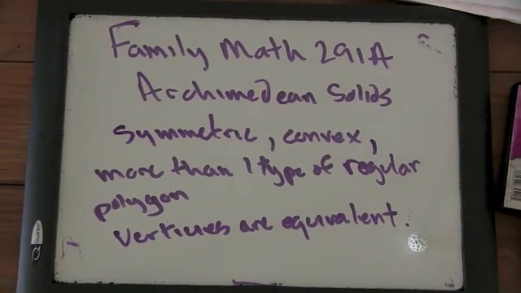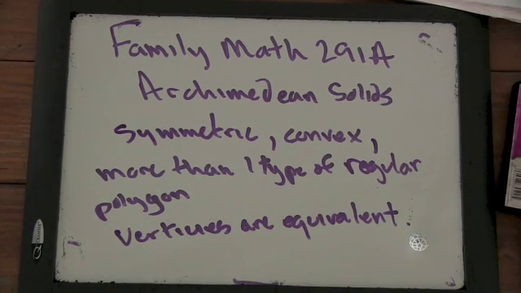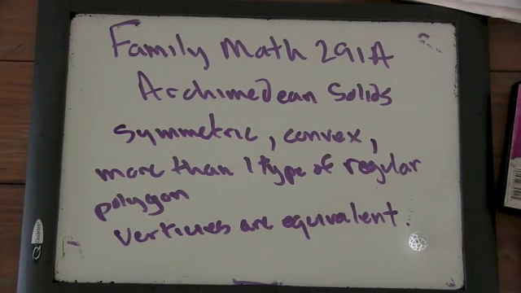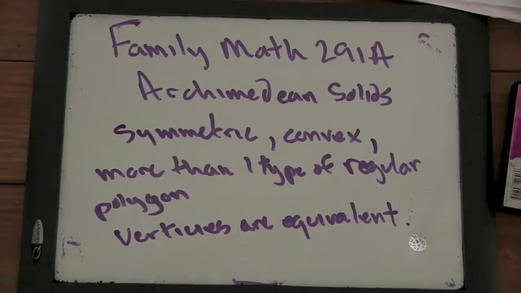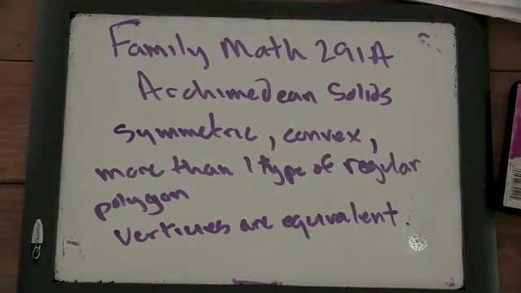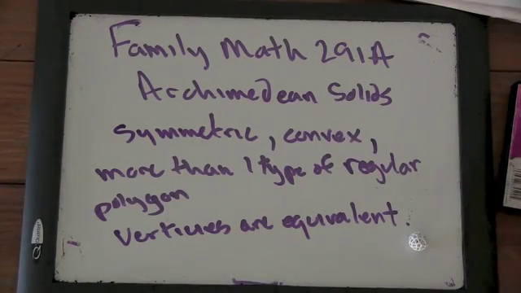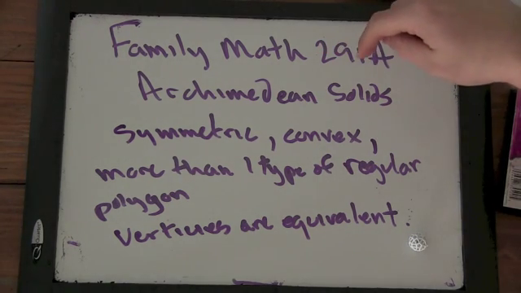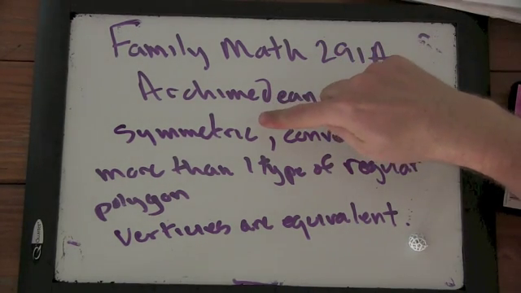So today we're going to study Archimedean solids with our Zome tool set. We're not exactly going to do everything they suggest, but we're following chapter 12, I think, in the Zome geometry book. They define Archimedean solids as solids that are symmetric.